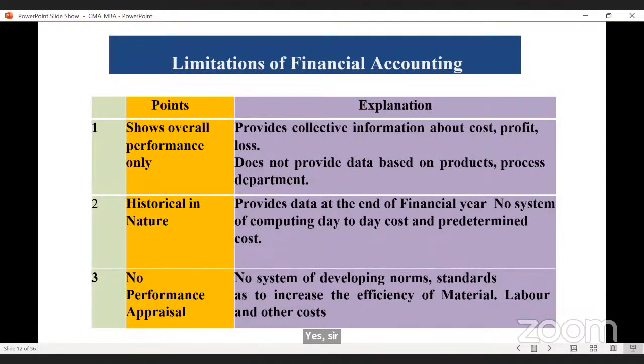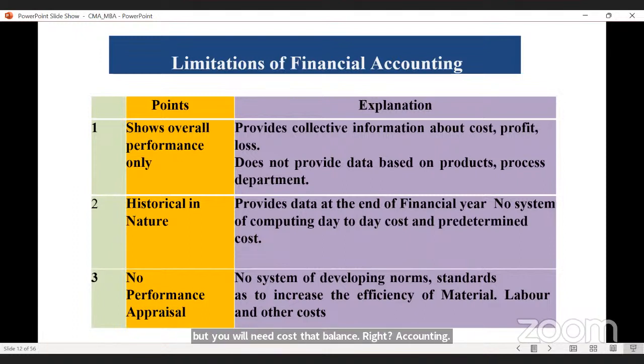So as I have already told you, because of some limitations in financial accounting, there is actually a need for cost accounting as well as management accounting. So here, let us take some points and go through the explanation of those points to understand the limitations. Because of these limitations, drawbacks or demerits of financial accounting, we need cost and management accounting.